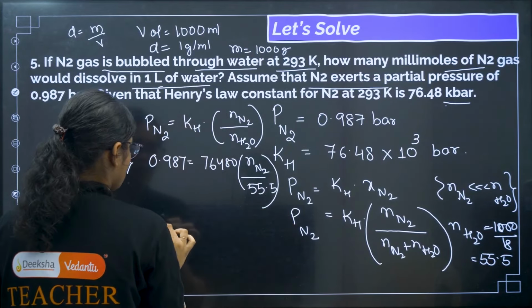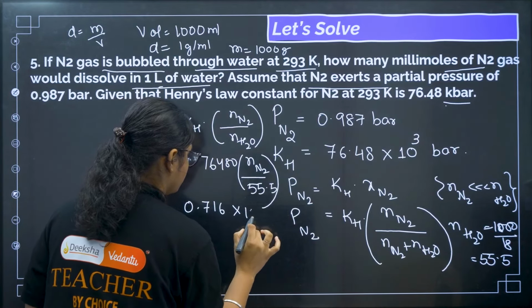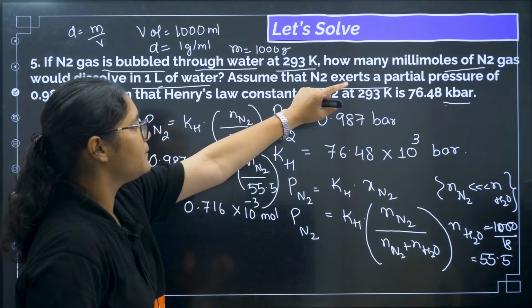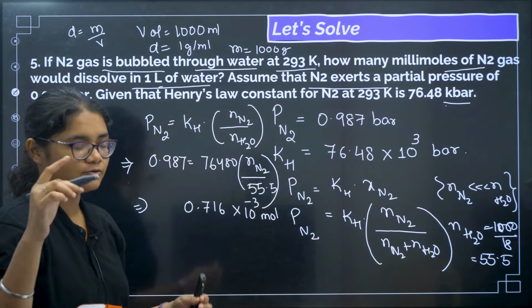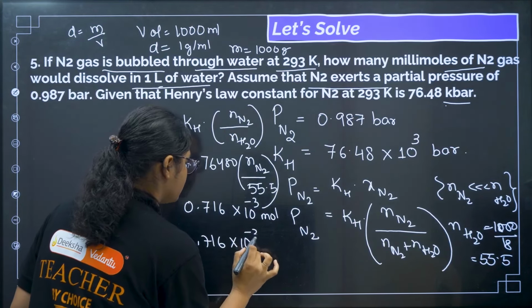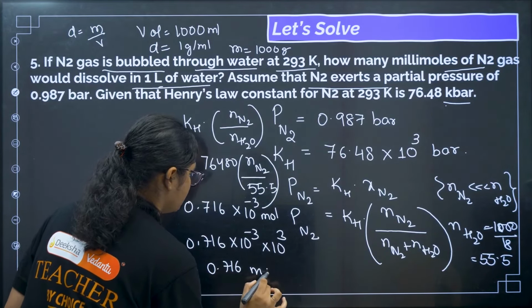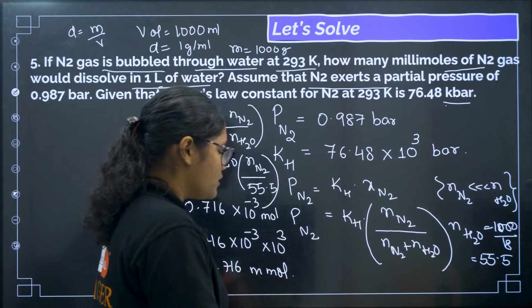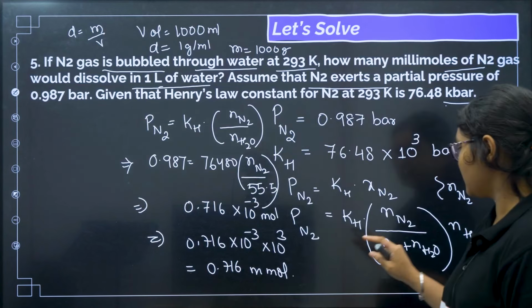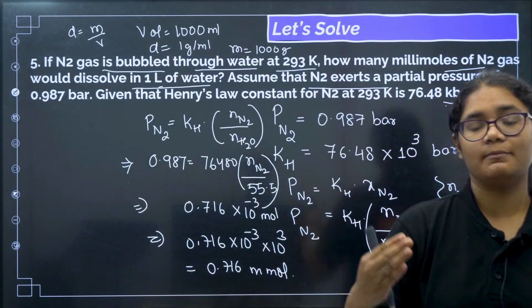Now if I solve this, we will be getting around 0.716 into 10 to the power of minus 3 moles. Now if you see, the question has asked you to calculate millimoles. So converting moles to millimoles, you have to multiply by 1000. So I'll get 0.716 into 10 to the power of minus 3 into 10 to the power of 3. So that is 0.716 millimoles. Okay, so how many moles of N2 will get dissolved? 0.716 millimoles. Here you should be clear that we can ignore this number of moles as it is very less as compared to the number of moles of water.